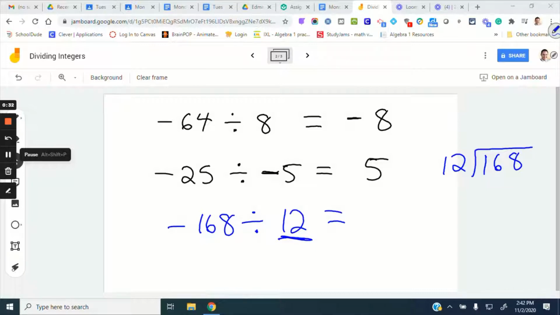So 12 goes into 16 one time. Multiply there, put it there. Subtract, we get 4. Bring down our next number, 8. And then 12 goes into 48 4 times with no remainder. So our answer is 14, but a negative divided by a positive is negative. So if you need to, with a division problem, you can write it out. Okay?